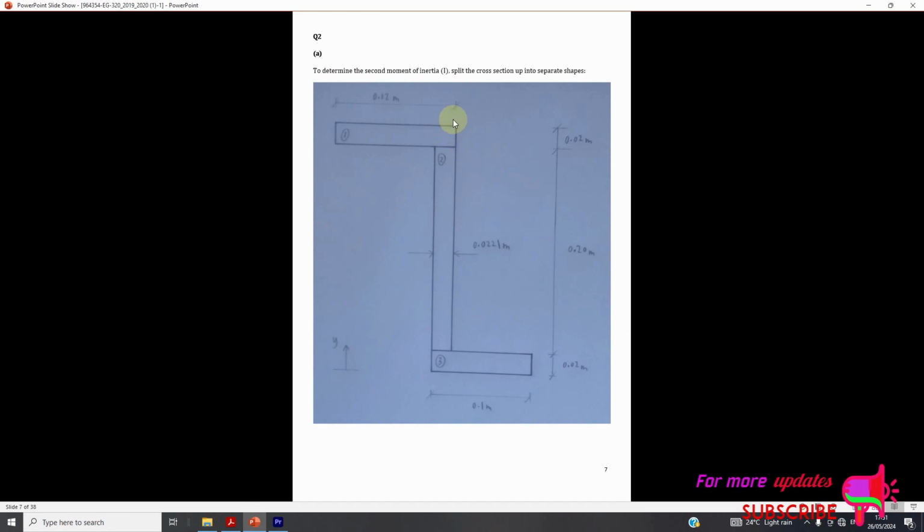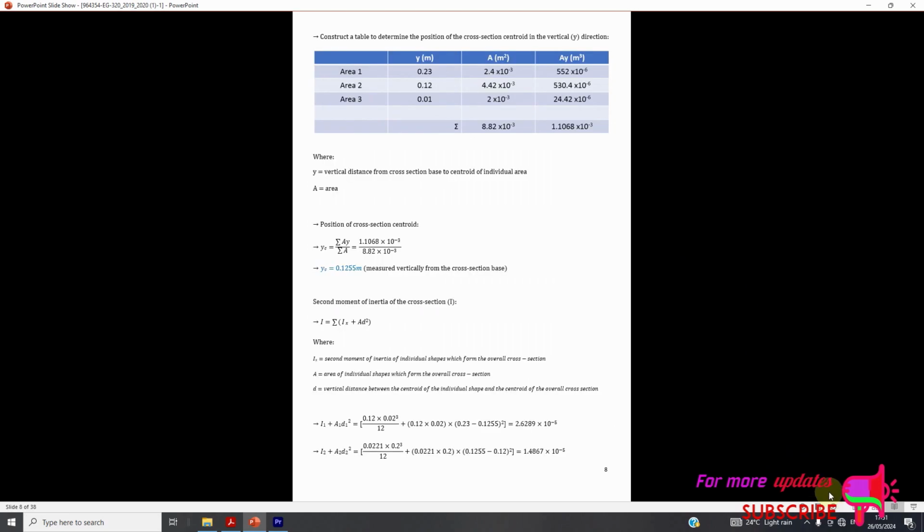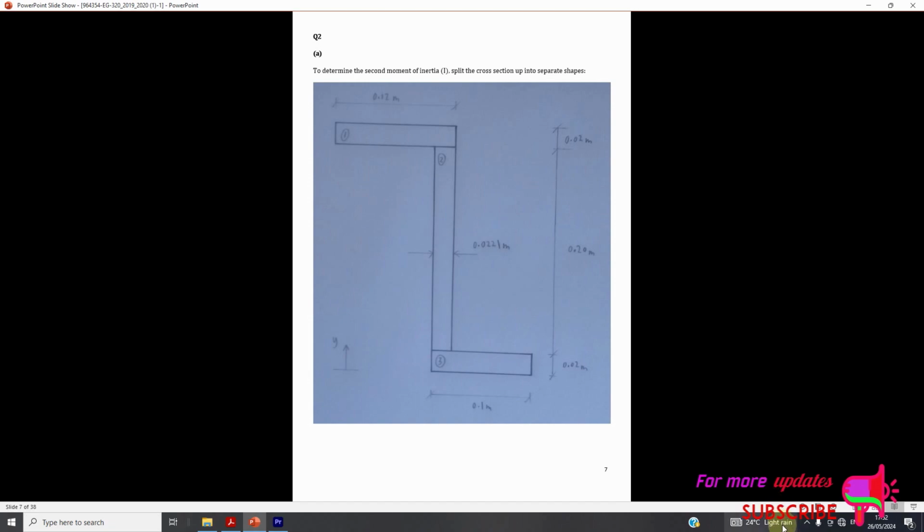So to determine the second moment of inertia, split the cross section up into separate shapes. Now you can see this diagram drawn here, the sketch, and then the dimensions. Construct a table to determine the position of the cross section in the vertical direction. Now area 1, y, and A y. Area 2. Now this one is area 1, this one is area 2, this one is area 3.